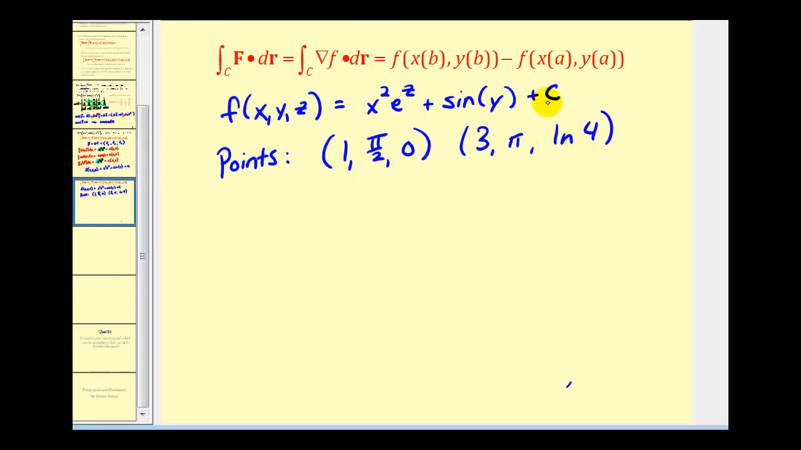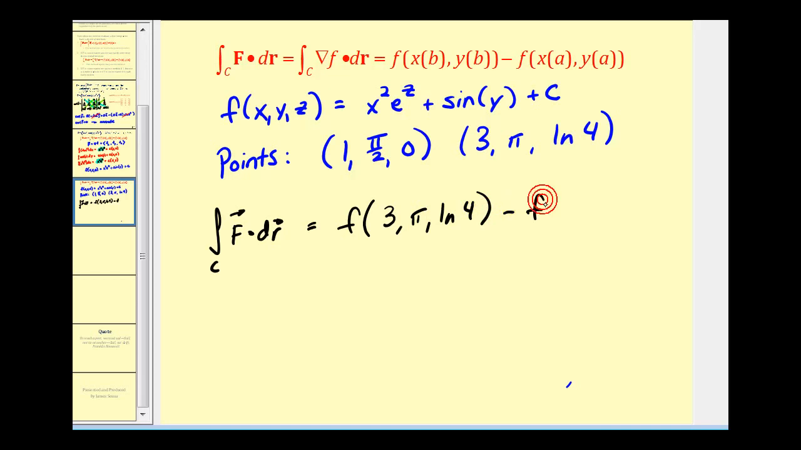Now that we have our potential function, we were given that the curve C is from the point (1, pi over 2, 0) to the point (3, pi, natural log 4), we can determine the value of this line integral. It's going to be equal to the potential function evaluated at (3, pi, natural log 4) minus the potential function evaluated at (1, pi over 2, 0). Let's see what we get.